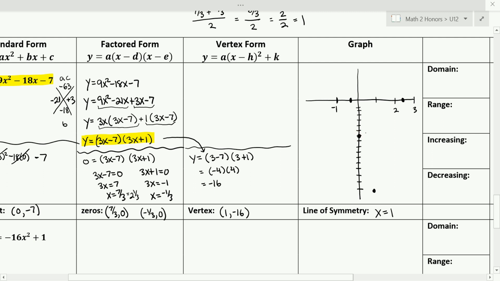And so there's going to be a matching point at what location? Here's our axis of symmetry. So on the other side at 2, negative 7. And now we can sketch our graph. Go ahead and finish it. Find all the remaining parts.